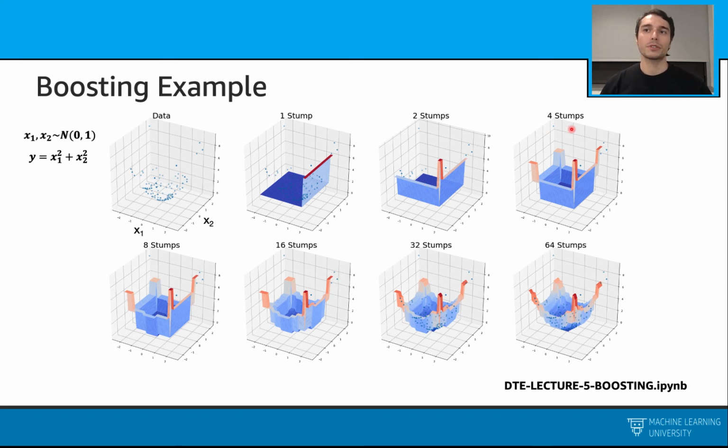For example, 4 stumps look like this, so we have these 4 corners for these data points, and as we increase it even further, we will have even more complex surfaces. For example, 16 looks like this, 32 looks like this, and overall 64 looks like this. And as you see, as we increase the number of weak learners, we will tend to approximate this data set even closer. If you want to experiment with different parameters, you can follow this notebook here.